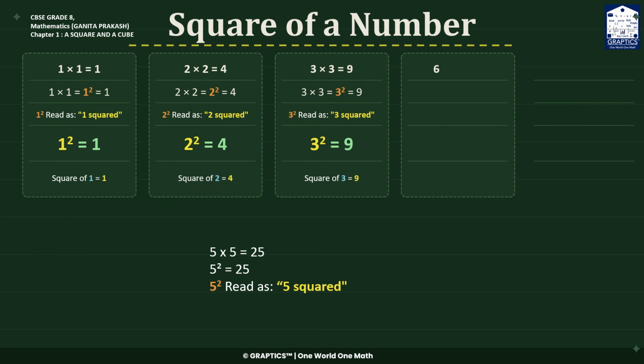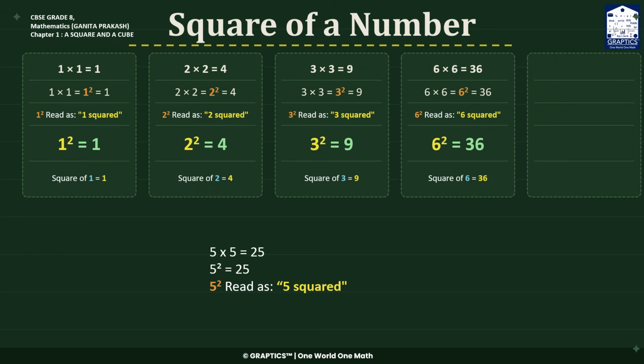Example 4. 6 multiplied by 6 equals 36. 6 squared equals 36. We read it as 6 squared. So the square of 6 is equal to 36.